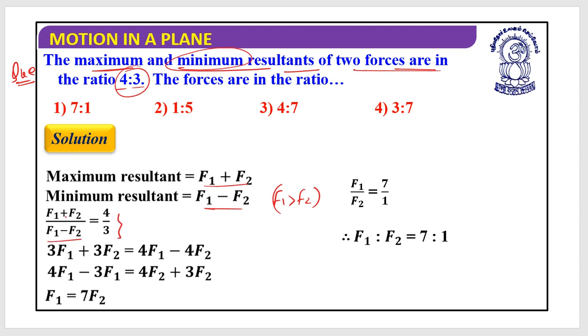I require the forces. Let me have a cross multiplication. It's 3F1 plus 3F2 equals 4F1 minus 4F2. And let's try to solve this. It's F1 equals 7F2. So this is F1 is to F2, it is 7 is to 1. And this would be the answer.